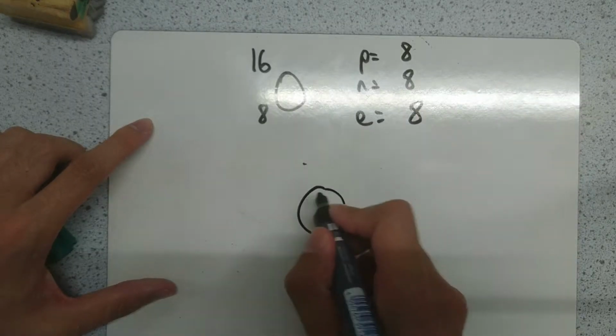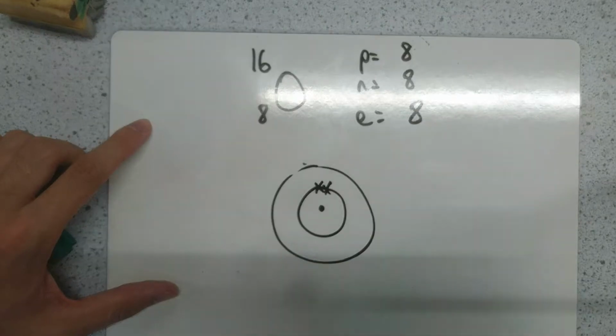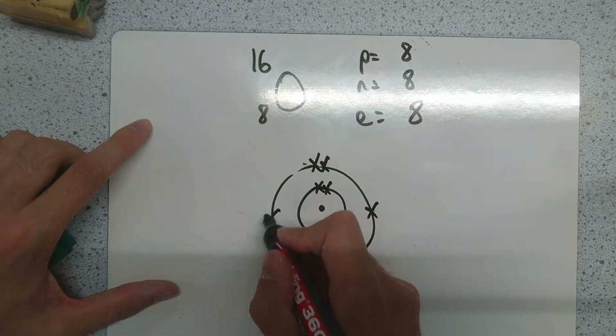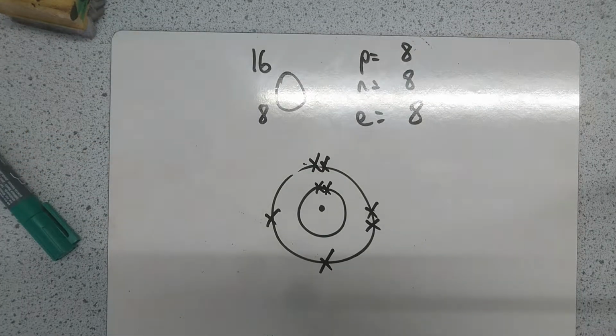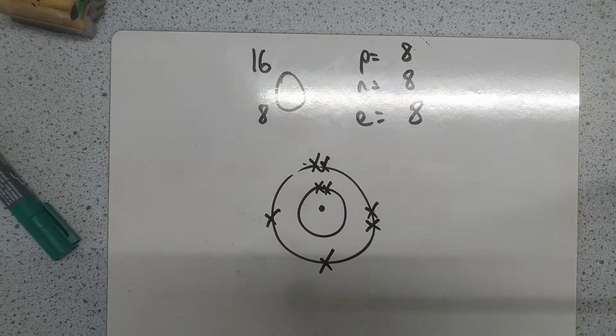Put my nucleus in. I'm only going to need 2 shells, so 8 electrons, 2 are going to go in my first shell, and then I'm going to have 4, 5, 6 in my next shell. So 1, 2, 3, 4, 5, 6, 7, 8, and that gives me 8 electrons in total.